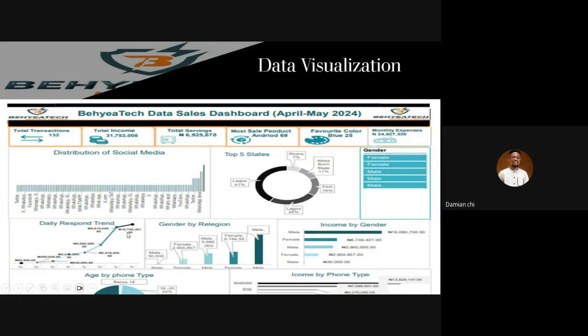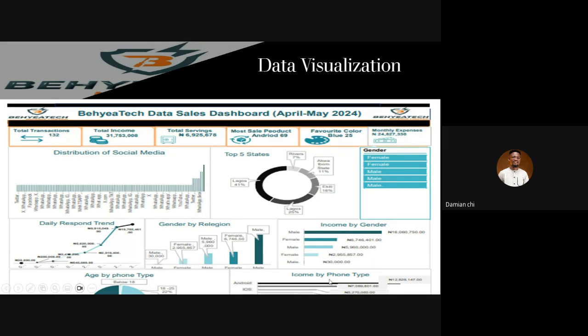The gender by religion, we can see that the male are actually leading in terms of active participation in data usage. And income by gender also shows that the male category has generated the highest income by gender.